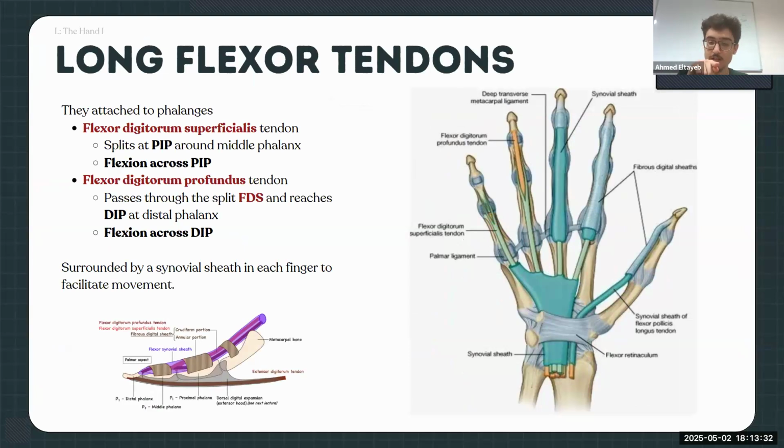flexor digitorum superficialis coursing through. It's then going to split into two. Where does it split? At the proximal interphalangeal. So right here it's splitting. Then it splits. And then deeper to it will be flexor digitorum profundus coursing through the split superficialis and attaching to the digital interphalangeal joint.